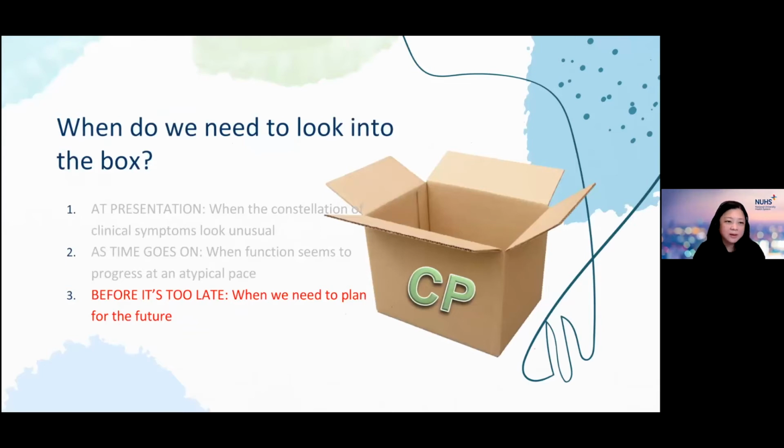We also need to look into the box before it's too late, because we need to plan for the future. And cerebral palsy is not a condition that is static, and therefore what we do now actually has a lot of implications for the future. So for example, maintaining good posture in the chair, doing bone health assessments and intervening appropriately will actually have a lot of impact in the future.